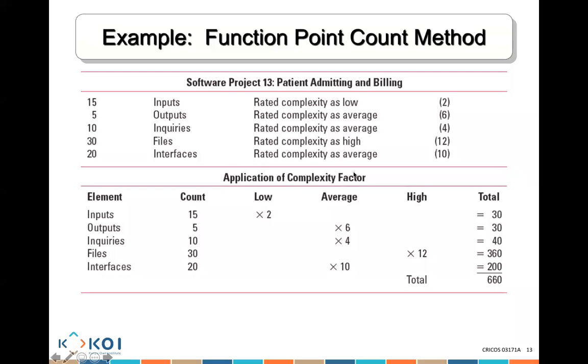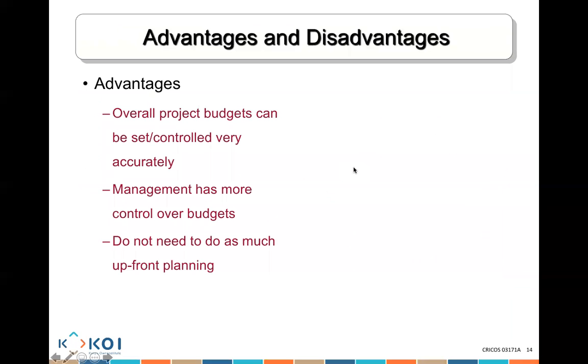Now, ladies and gentlemen, all of these top-down estimates are great. The advantages are the overall project budgets can be set and controlled very accurately all the way from the beginning. Management has more control over the budget. You do not need so much upfront planning. We don't need to waste our time planning, looking at the information and so on.